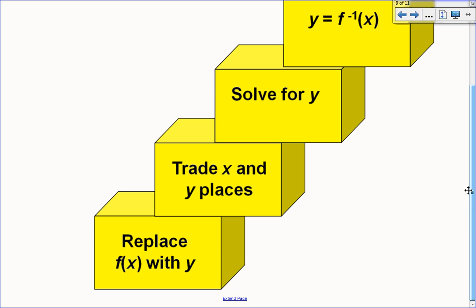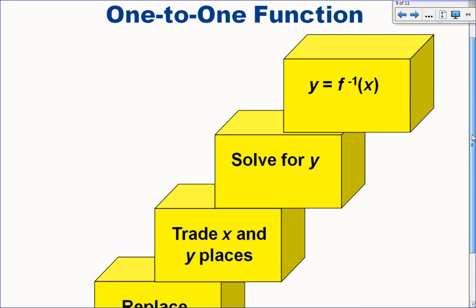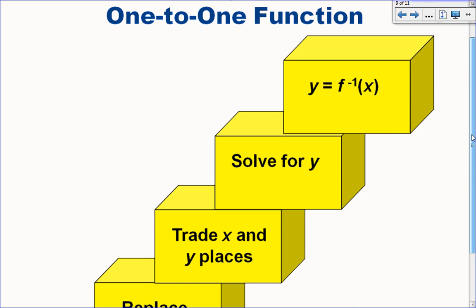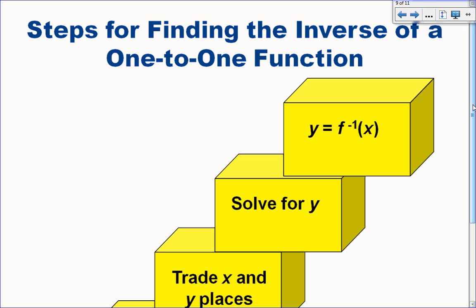So we're going to replace f of x, or g of x, or p of x, or whatever our function is, with the variable y. We're going to trade places. X and y are going to trade places. So we're going to switch the x and we're going to switch the y. And I'll show you how to do that. We'll then solve for y. We'll get y alone. And then we'll write the function in inverse form. So we'll say the inverse function of x is equal to whatever you just solved for.